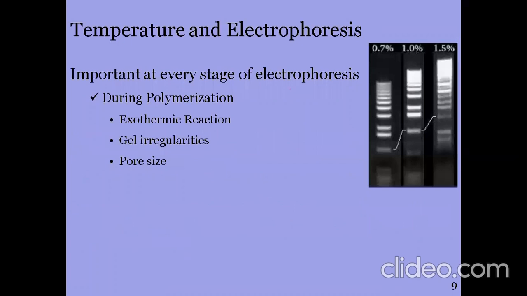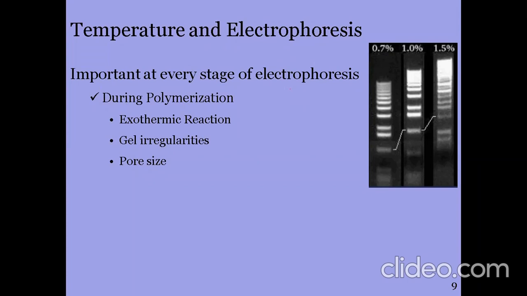And there are some concerns, important points at every stage of electrophoresis. So while you are making a gel, we need to keep a few things in mind, as these are exothermic reactions. It will depend on that. Gel irregularities can happen. Pore size is also important.